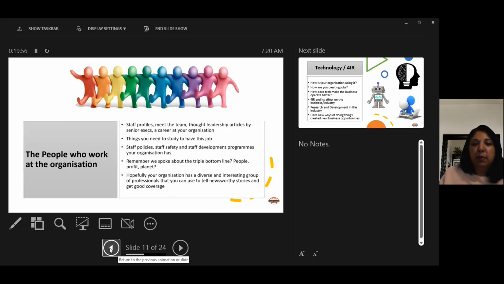When we speak about the triple bottom line, it's people, profit, planet. So companies are supposed to exist not only for profit, they are supposed to take into consideration people, communities, how can we give back to the communities? And a very big thing in today's world is the planet. So how are companies working towards reducing carbon footprint, reducing waste in the environment, reducing, if they've got a manufacturing facility, the carbon emissions?